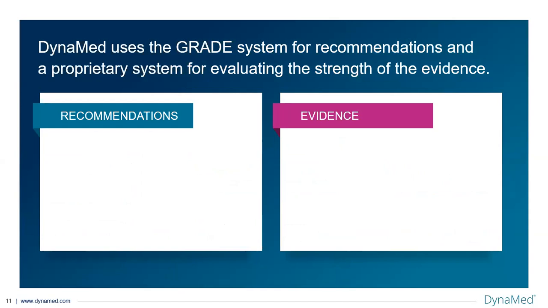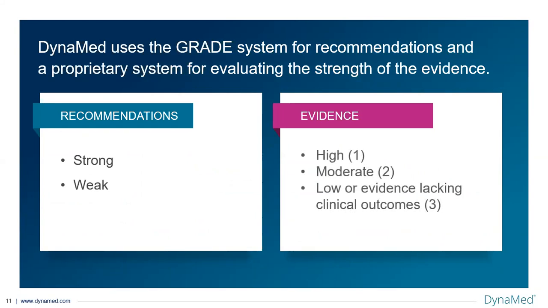I mentioned our transparency. When we go through the demo, you'll see that we always provide the last update, not a review date, but an update. Something's changing within a topic. Where that update came from, when the update happened, and our level of evidence and strength of the recommendation. So we use the GRADE system for recommendations based on strong and weak, and a proprietary system for evaluating the strength of evidence, so high, moderate, or low or lacking clinical outcomes.